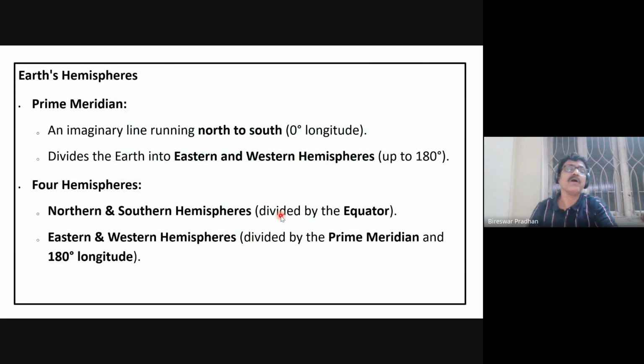Now, Earth's hemispheres. Prime meridian. What is the prime meridian actually? It is the imaginary line running north to south, 0 degrees longitude.